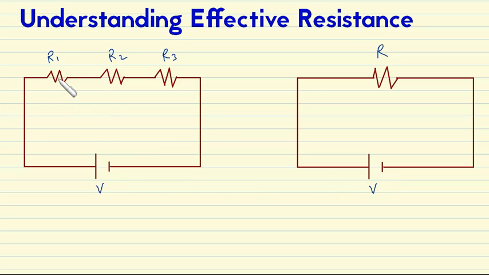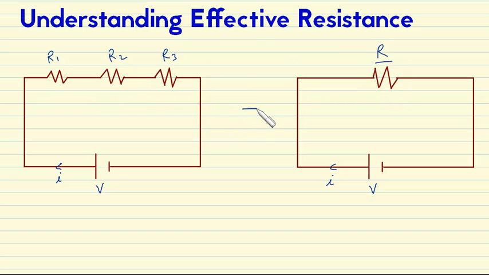Now suppose that these three resistors R1, R2, R3 are drawing current I from this battery, and this resistance R alone is also drawing current I from this battery. So it means the combination of R1, R2 and R3 is effectively the same as the resistance R. We can replace R1, R2 and R3 with its equivalent, which is the resistance R.